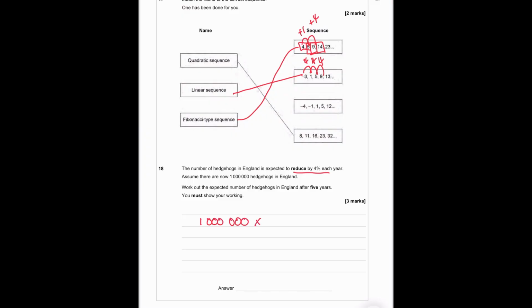times the multiplier, which is 1 add or subtract the percentage as a decimal. So that's 1, we're going to take away because we're reducing it. 4% as a decimal is 0.04 to the power of the number of years, which is 5. So if we work that out in our calculator, we get the answer 815373.